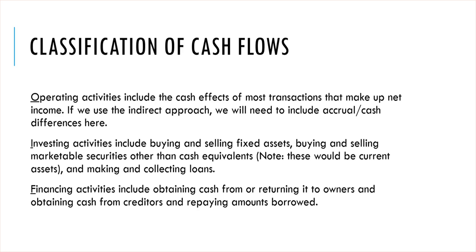Operating activities are the cash effects of most transactions that make up net income. And because you are using the accrual basis for net income, the accruals, as we call them, will need to be removed to get to the cash flow. Investing activities include buying and selling of fixed assets. So if you have cash coming in from investing, it means that you have sold off something, and that's probably not always a good thing.